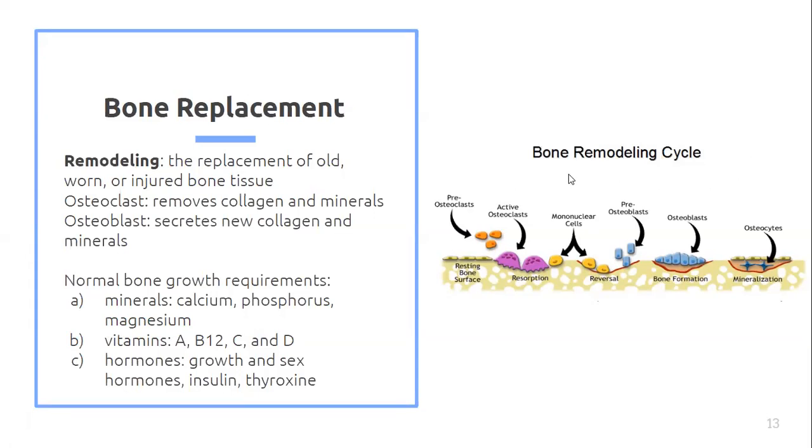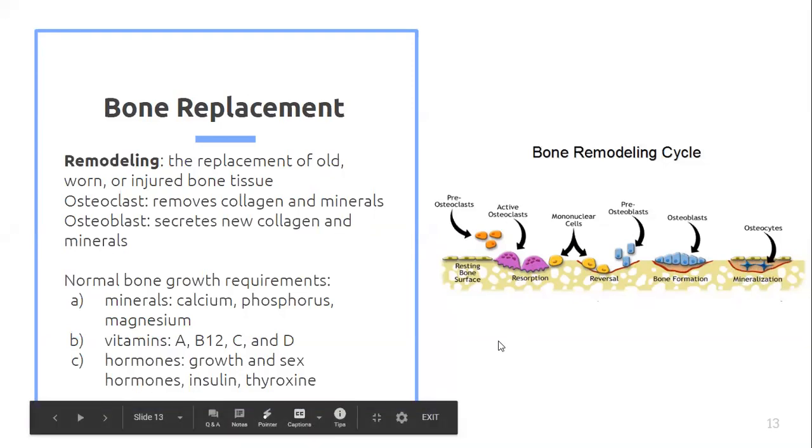This picture I have here is the bone remodeling cycle. You can see this is the resting bone surface. The osteoclasts remove all the collagen and minerals of the old bone cell. The divot here is the injury or the worn-out tissue. Then the osteoblasts come and secrete new collagen and minerals, and they fill the gap. As you can see in the final one, it becomes hardened. That's mineralization, and it's good as new.